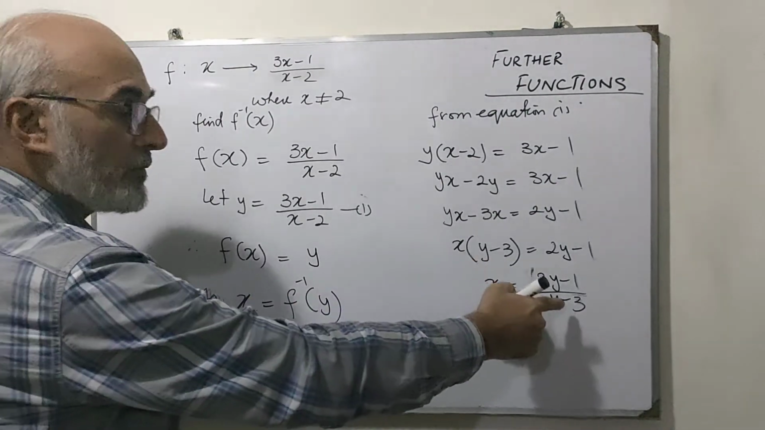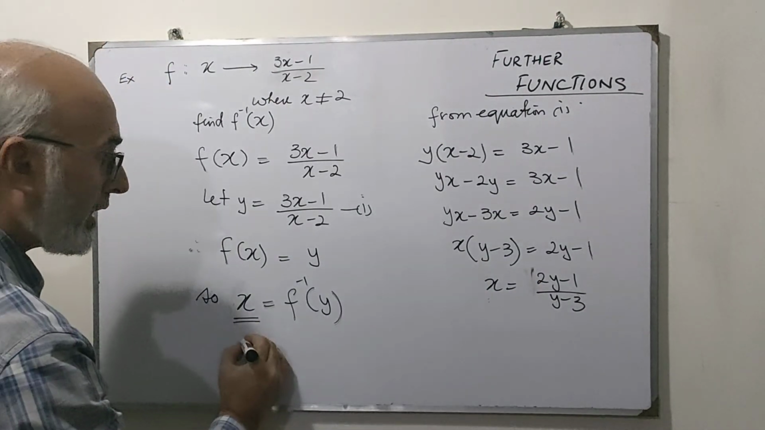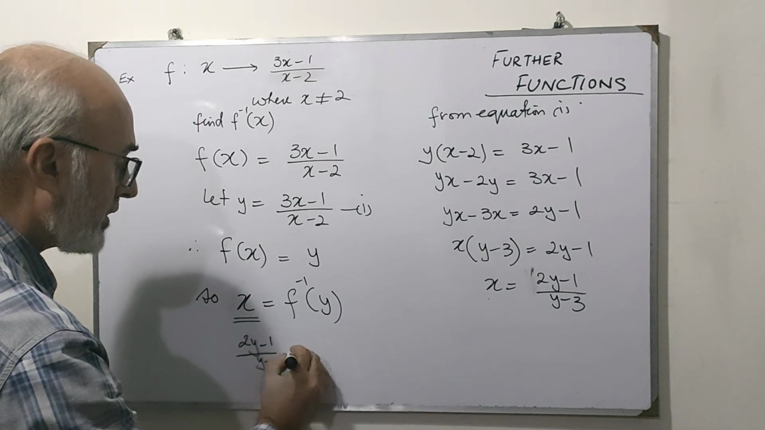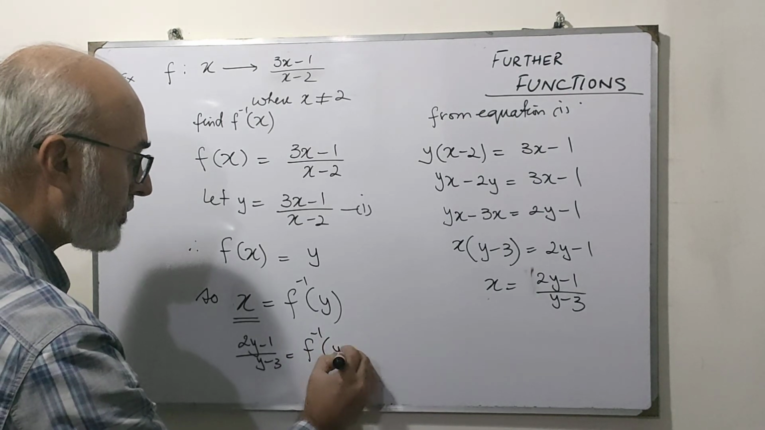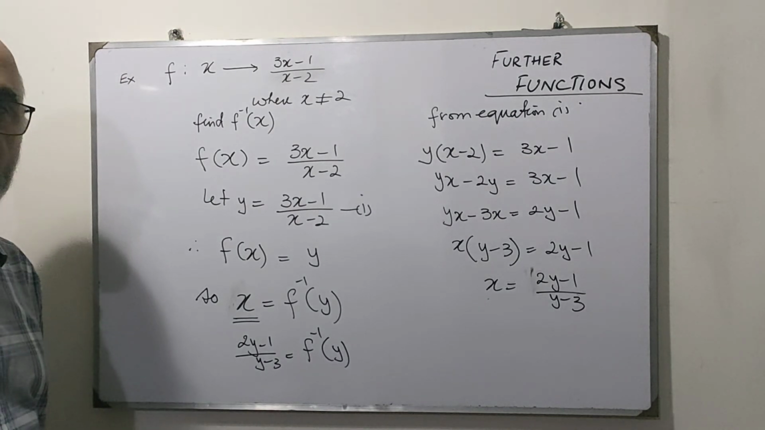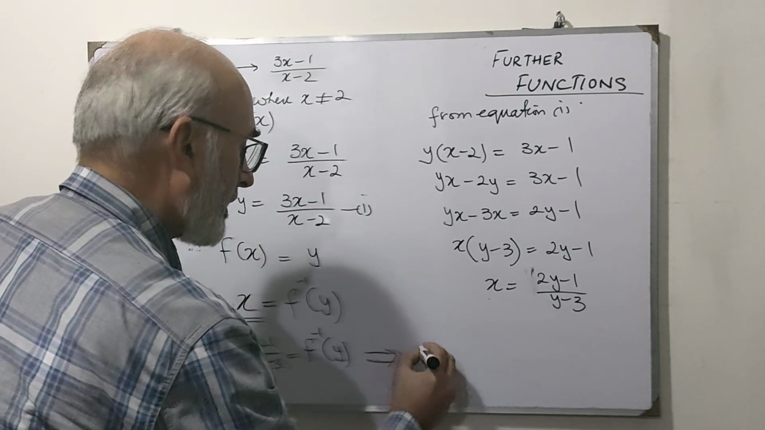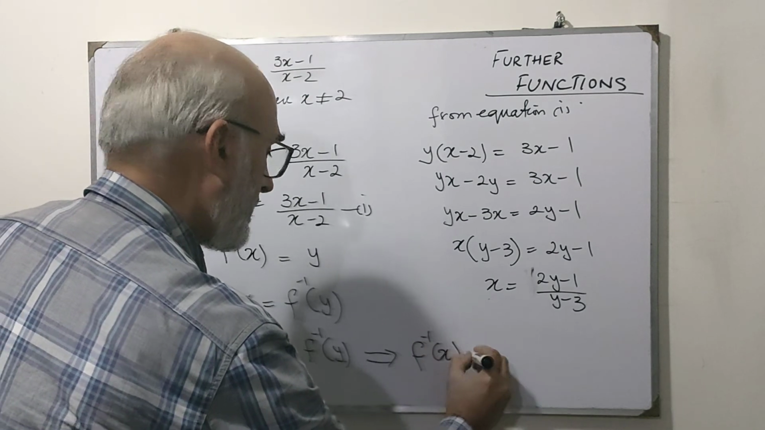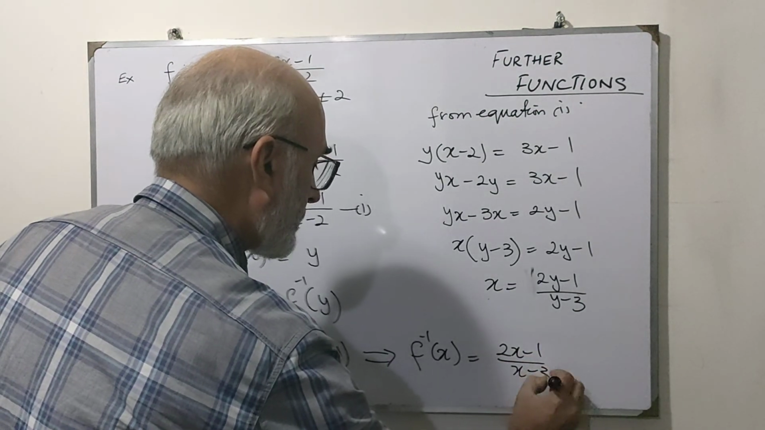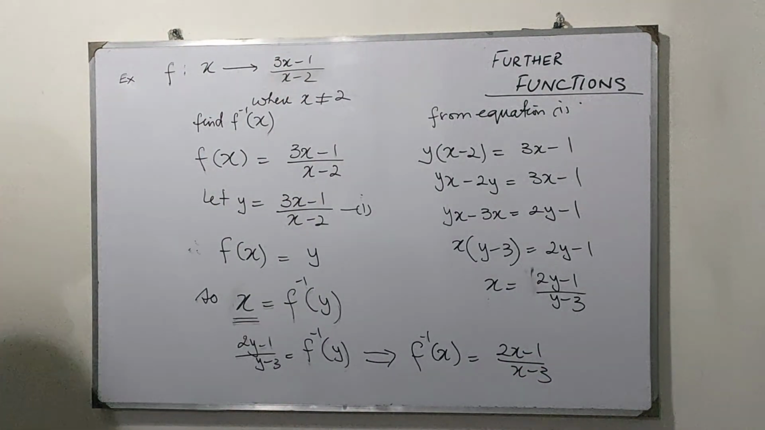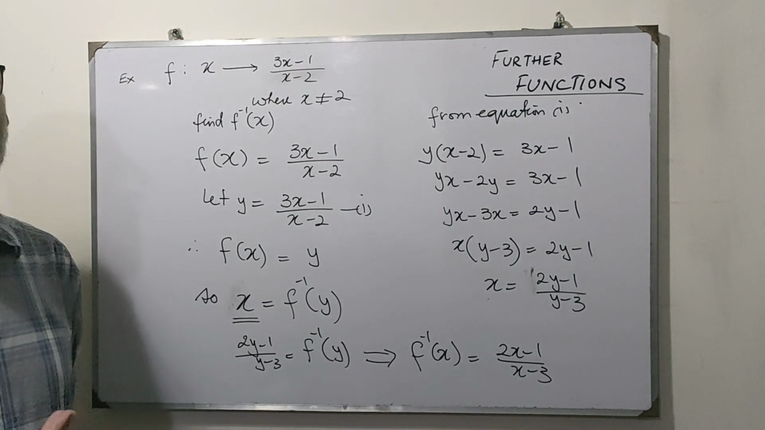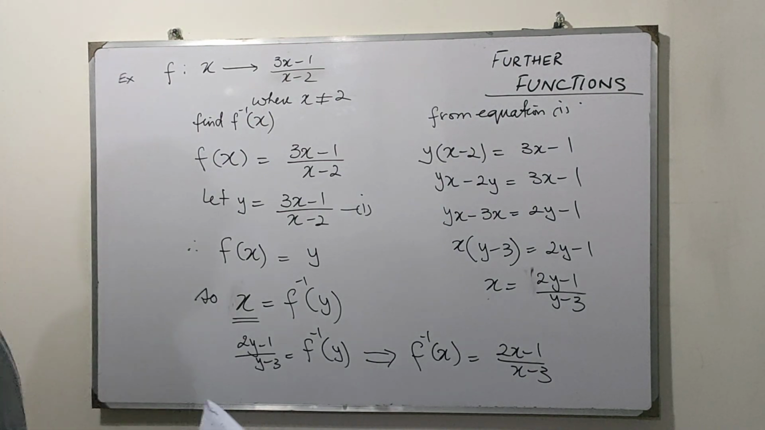So this is the value of x, right? So let's substitute this value over here, and we have here (2y minus 1) over (y minus 3) is equal to f inverse y. And since now this is a dummy variable, this implies f inverse x is equal to (2x minus 1) over (x minus 3). So solved, done. Okay. So this was the inverse of a function. Hope you have got the idea and you can solve it yourself. Okay, thank you.